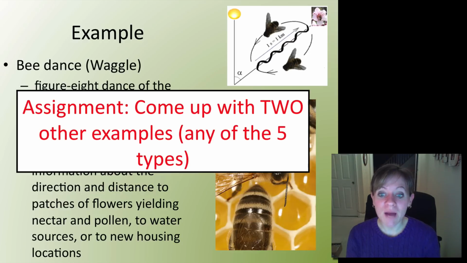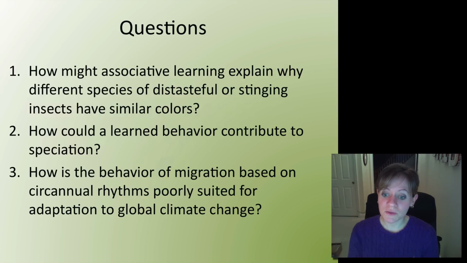And so I want you to come up with 2 other examples of animal communication. It could be audible, tactile, chemical, doesn't matter, but just come up with 2 other examples, and we're going to share them in class. And hopefully we come up with some good variety and have some fun with it. And then I just leave you with these 3 questions, and we'll talk more about animal behavior in class.